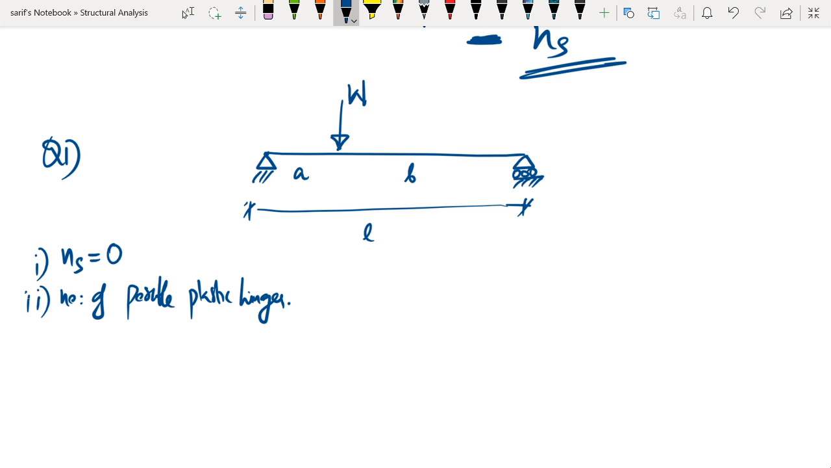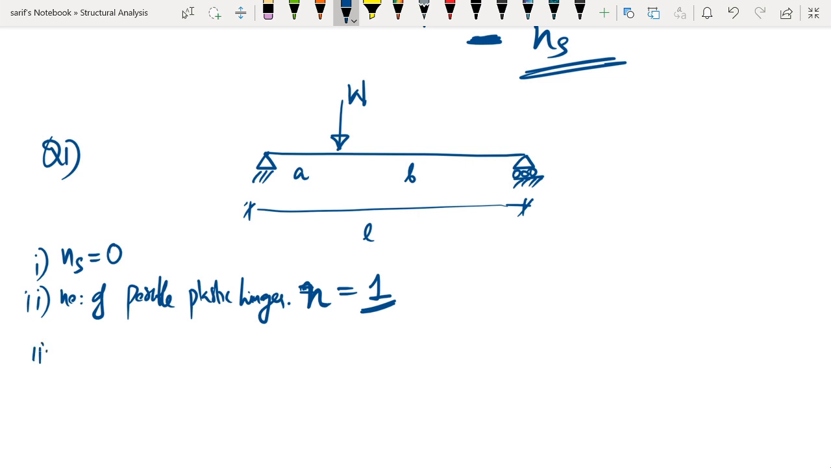Here if you look, there are no interior supports. The only thing we have is a concentrated load. So below the concentrated load we will have a possible plastic hinge formation. So the number of possible plastic hinges, represented by N, is equal to 1.